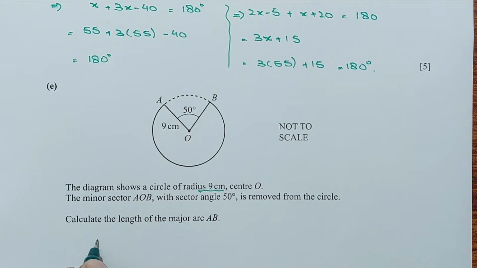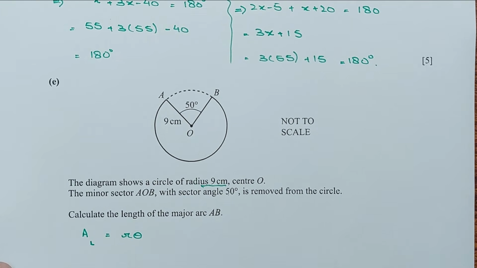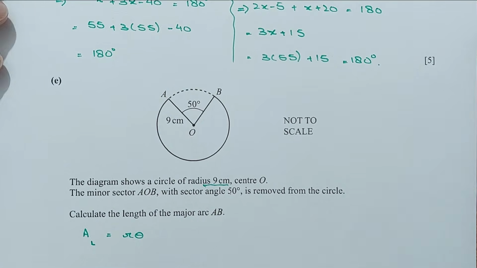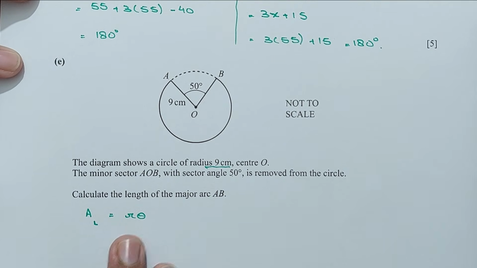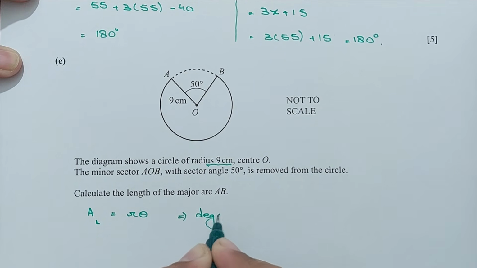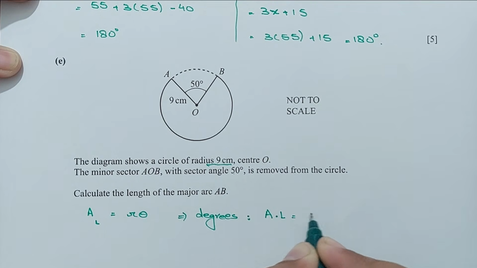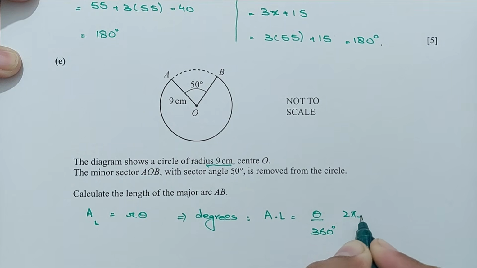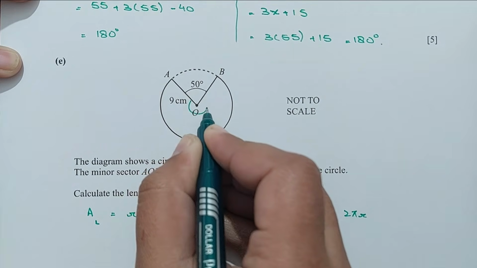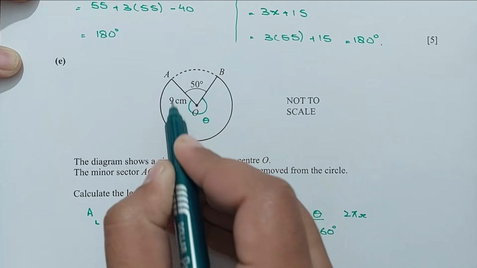So arc length has a formula which is r theta, right? Okay, since it is in degrees, so we have the formula. This formula is used in radians. We have given in degrees. So for degrees, we have arc length, which is equal to theta over 360 degrees into 2 pi r. This is angle theta, right?